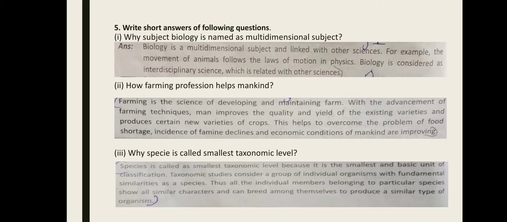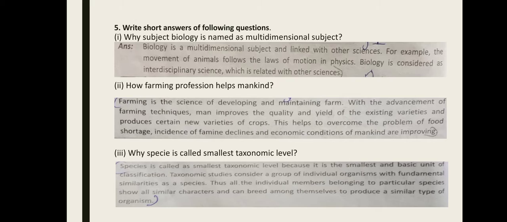Then write short question answers. Number 1. Why subject biology is named as multidimensional subject? Biology is a multidimensional subject and linked with other sciences. For example, the movement of animals follows the laws of motion of physics. Biology is considered as interdisciplinary science which is related with other sciences.